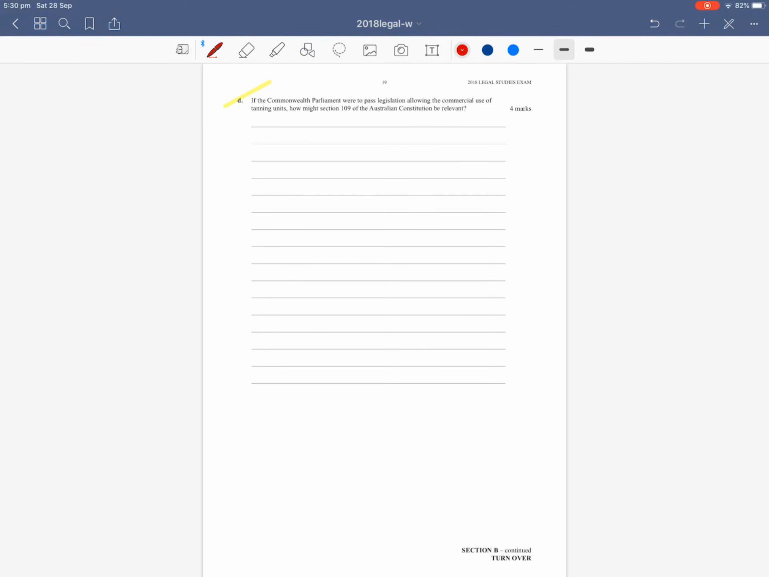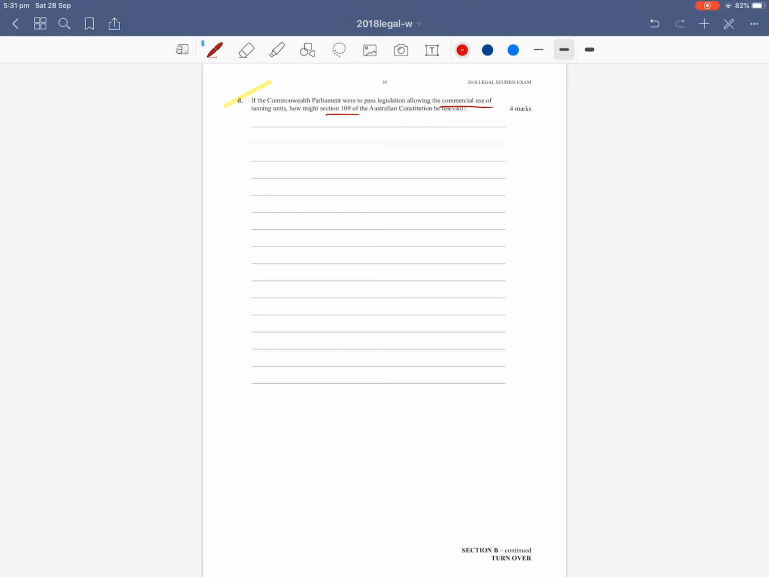D, if the Commonwealth Parliament were to pass legislation allowing the commercial use of tanning units, how might Section 109 of the Australian Constitution be relevant? We've gone over Section 109 so many times, and I'm so proud of all of you, because in your responses, every one of you says that it's to the extent of inconsistency, it's not the whole thing. And the most important thing is, right, two laws, a state law and a Commonwealth law made in concurrent areas, may be operating at the exact same time, and they may be the complete opposite things, right?